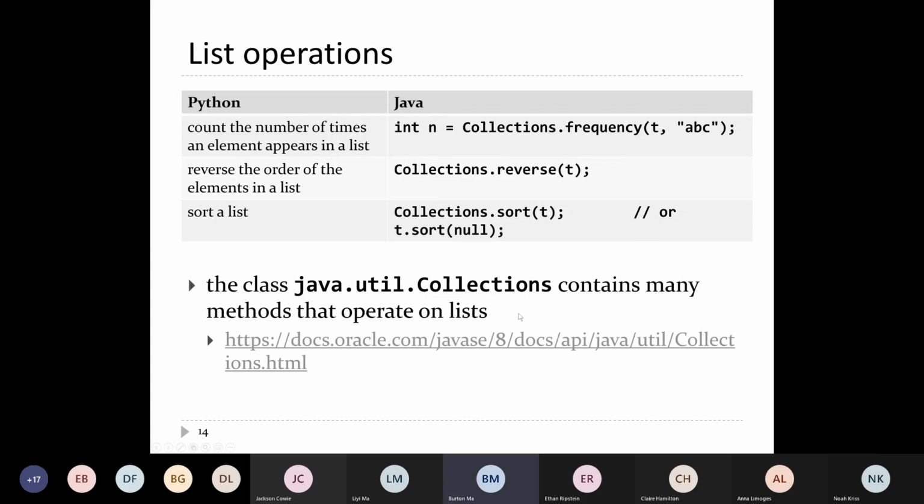So if there's something you need to do with the list and you can't find it in the list class itself, the next place you should look is probably the collections class because it may already be there.